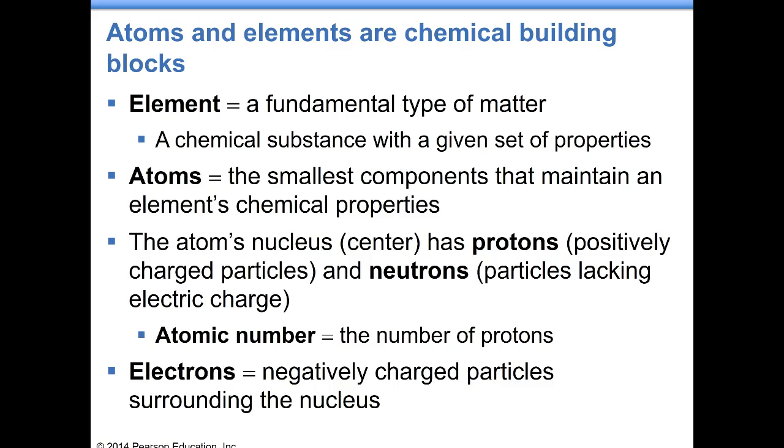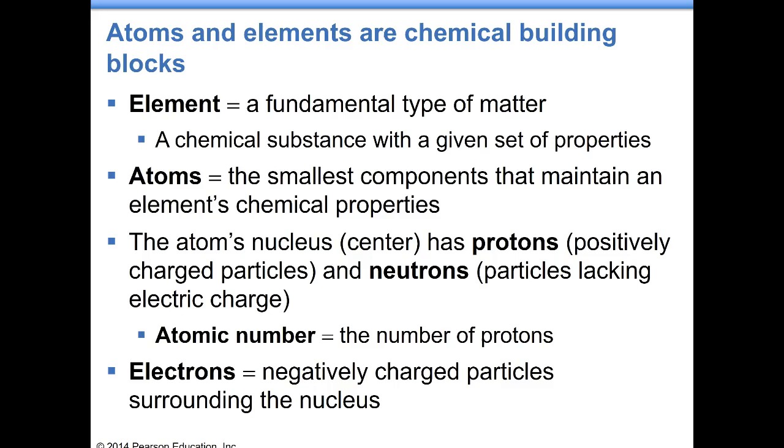And we know that elements are made up of atoms. They're the smallest components of an element. They maintain an element's chemical properties. And I'm sure I don't even have to tell you that an element is made up of subatomic particles. In the center, in the nucleus, are the protons and the neutrons. Protons are positively charged, neutrons are neutral in their charge, and they make up the atom's mass.